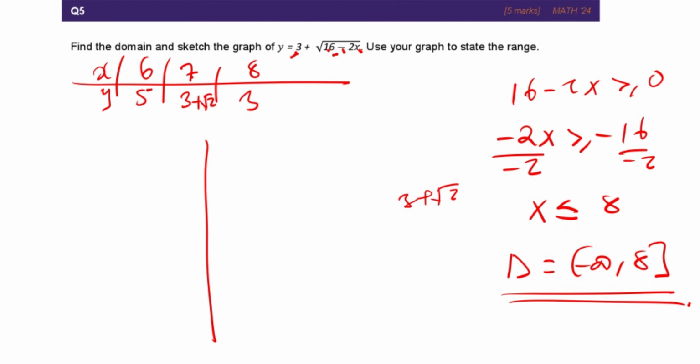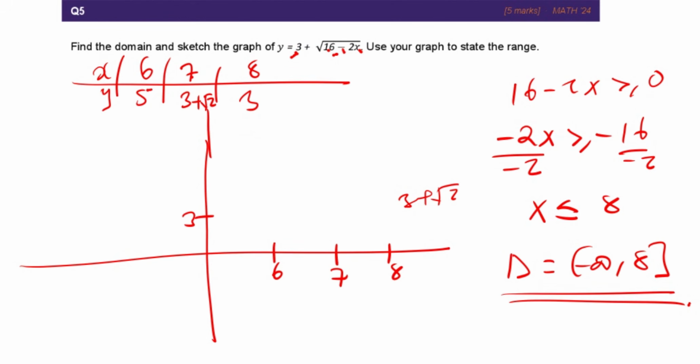After doing this, you can now come up with a graph. In x, we have got 6, 7, and 8. In y, we have got 5, 3 plus root of 2, and 3. So the graph will start with the domain where it is starting from, which is 8,3. So 8,3 is here. Next, we have got 7, this, which is going to be here. Then 6,5 is there. So the graph goes starting from this point, going this side. That's the graph of this guy.